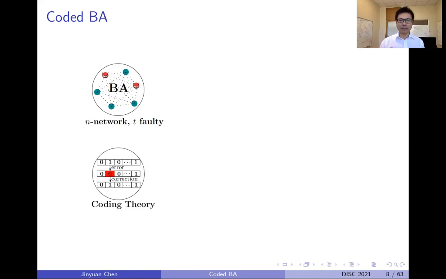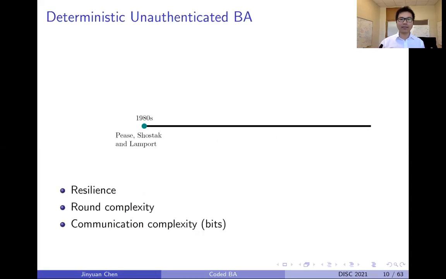In a different area, coding theory is a powerful tool for error detection and error correction. It has been used in many applications such as data compression, data transmission, and data storage. In this talk, we will show how to solve the BA problem by using tools from coding theory, together with graph theory and linear algebra. We will focus on the deterministic BA problem without authentication.